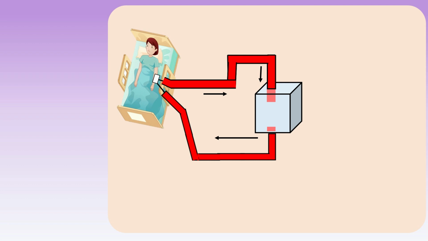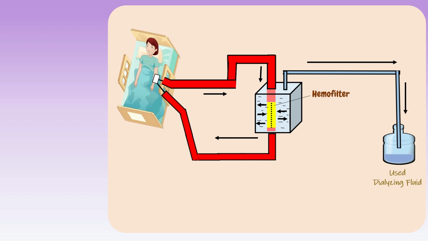Inside the artificial kidney, the blood passes through a dialyzer called hemofilter, which contains minute channels interposed between two cellophane membranes. The cellophane membranes are porous in nature. The outer surface of these membranes is bathed in the dialyzing fluid called dialysate. The used dialysate in the artificial kidney is constantly replaced by fresh dialysate.